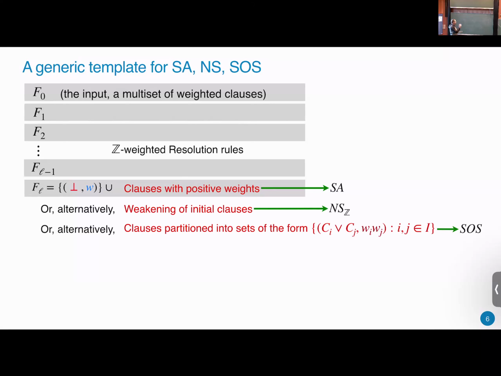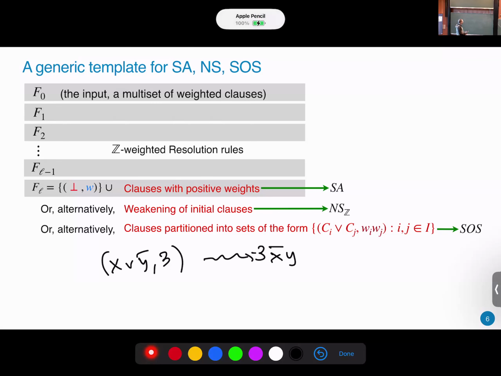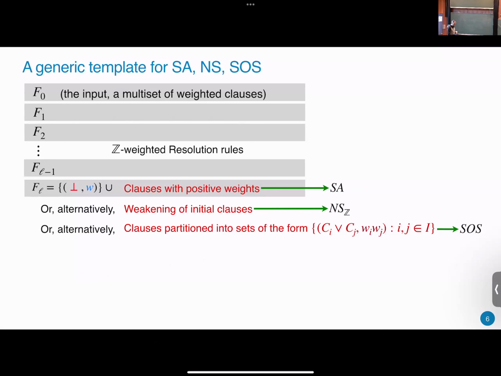So how these are related to the algebraic world is basically this: if we have a weighted clause, X or not Y with weight 3, it corresponds in the algebraic world to not X or Y with minus 3 in front as a coefficient. So it's a direct translation, and a multiset will correspond to the sum of these monomials corresponding to the clauses. I don't want to focus that much on this variation, but there are questions.